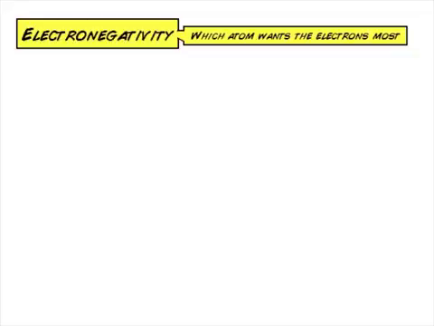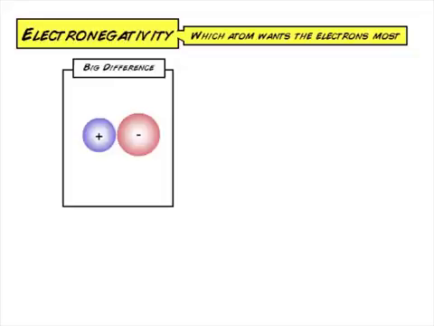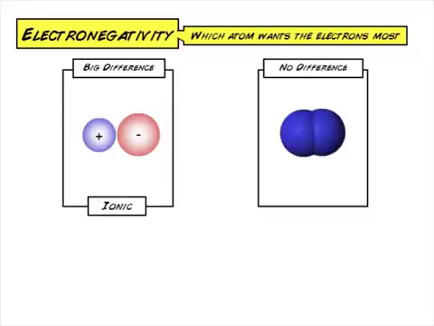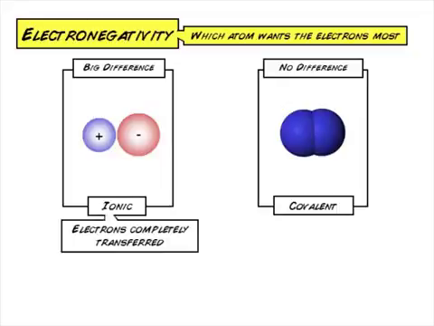Atoms that want to gain electrons have a high electronegativity, such as the halogens on the right-hand side of the periodic table. Atoms that want to lose electrons have a low electronegativity, like the metals on the left-hand side of the periodic table. If we have a big difference in electronegativity between two atoms, we can form an ionic bond. If we have no difference between the electronegativity of the two atoms involved in forming a bond, we form a covalent compound. In an ionic compound, the electronegativity difference is big enough for a complete electron transfer to take place.